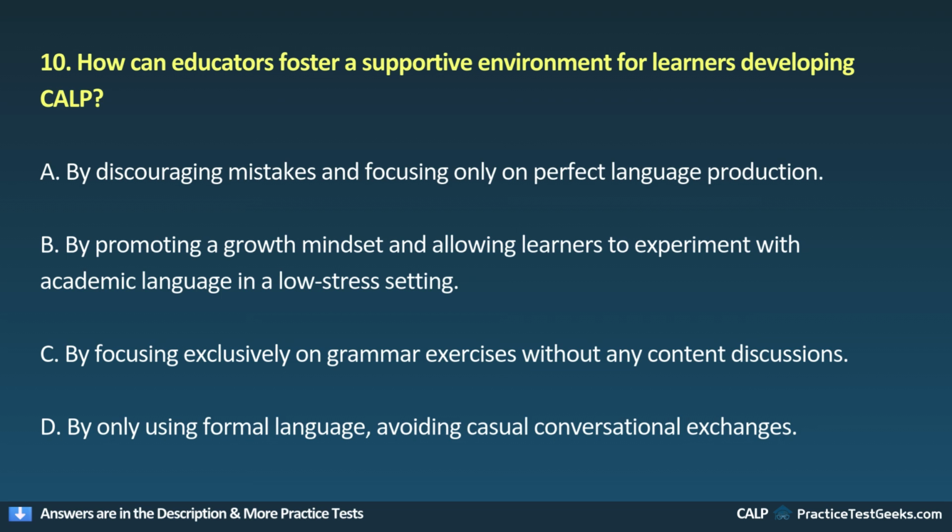10. How can educators foster a supportive environment for learners developing CALP? A. By discouraging mistakes and focusing only on perfect language production. B. By promoting a growth mindset and allowing learners to experiment with academic language in a low-stress setting. C. By focusing exclusively on grammar exercises without any content discussions. D. By only using formal language, avoiding casual conversational exchanges.